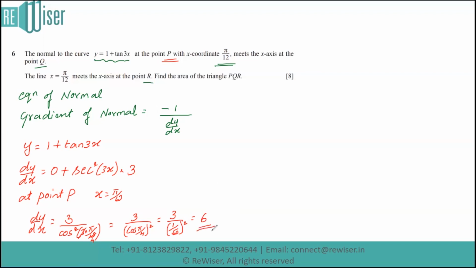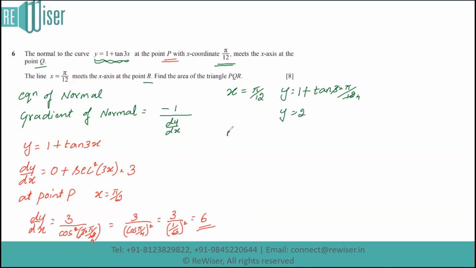Now we need to find the equation of the normal. To do that, we need the y-coordinate. When x is pi by 12, what is the y-coordinate? I can substitute it in this equation: y equals 1 plus tan of 3 times pi by 12. That's basically tan of pi by 4. Tan pi by 4 is 1, so it's 1 plus 1, which is 2. So now we know this.